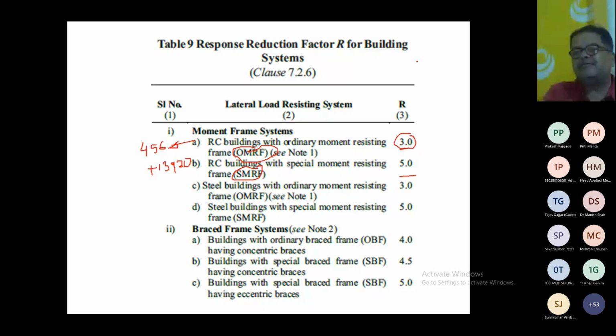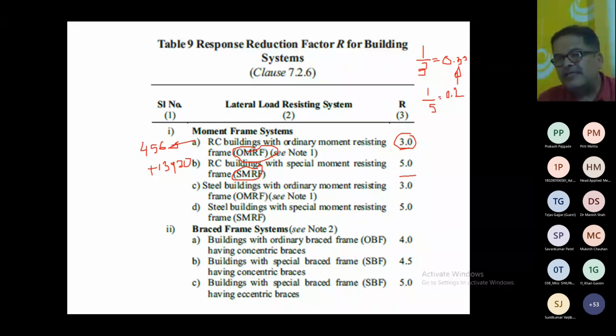Now just look at this. It is 1/3, right? And another is 1/5, right? It is actually R that is in the denominator. So basically, this is 0.33, and this is 0.2, right? And it is almost 65% increase in the load.